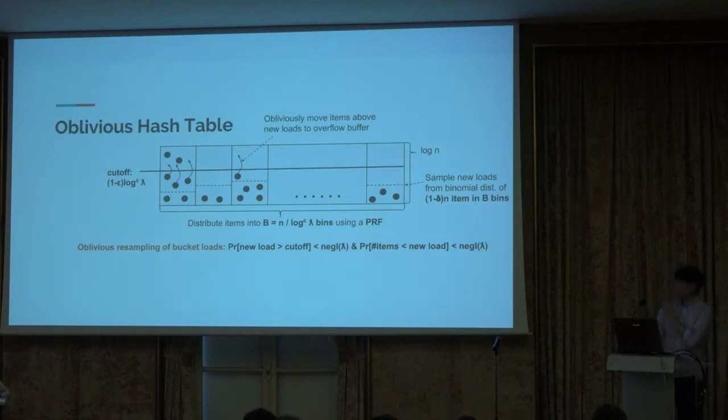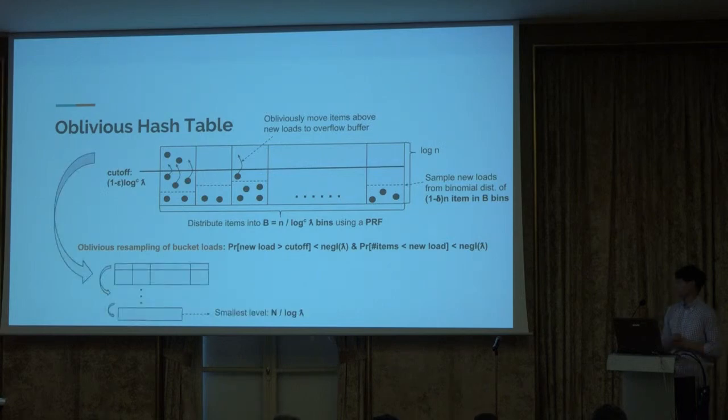So once again, we have all of these leftover items. Naturally, we recurse. We do this again and again, and it turns out that we don't have to go too far. We only have to go log n levels, because once you get to the smallest level of n over log lambda, or log n, where lambda is equal to poly n, you can just do an oblivious sort in linear time. So we have this oblivious hash table that consists of log n levels, each with many bins, and each bin happens to be a small oblivious hash table. And we've avoided oblivious sorting on anything too large.